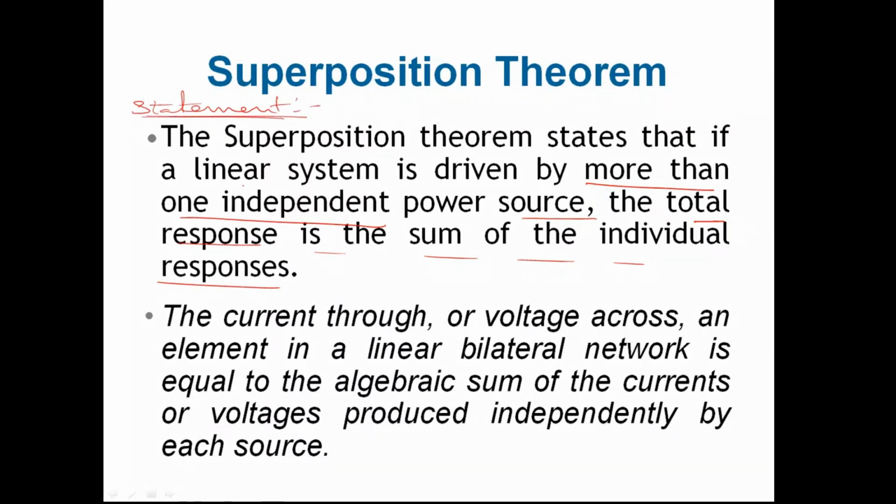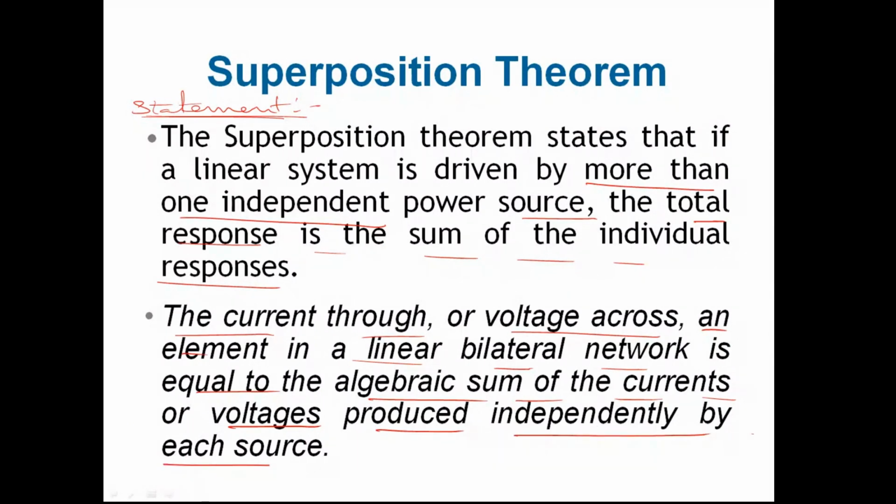So what does this say? The superposition theorem states that if a linear system is driven by more than one independent power source, the total response is the sum of the individual responses. Or in other words, we can also state the theorem: the current through or voltage across an element in a linear bilateral network is equal to the algebraic sum of the currents or voltages produced independently by each source.